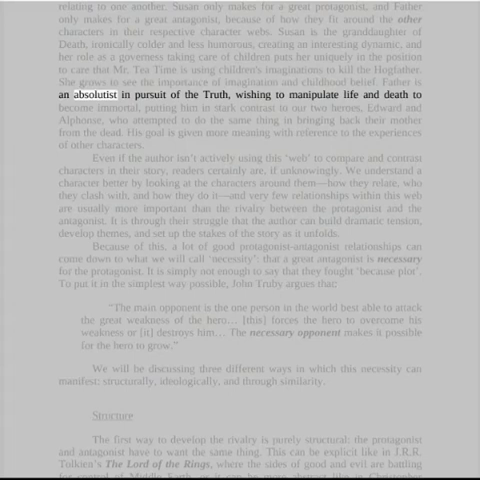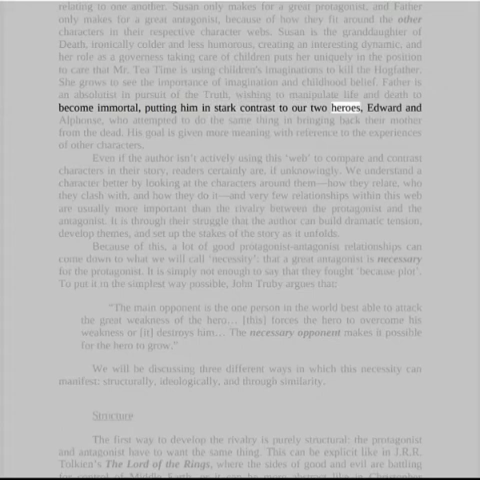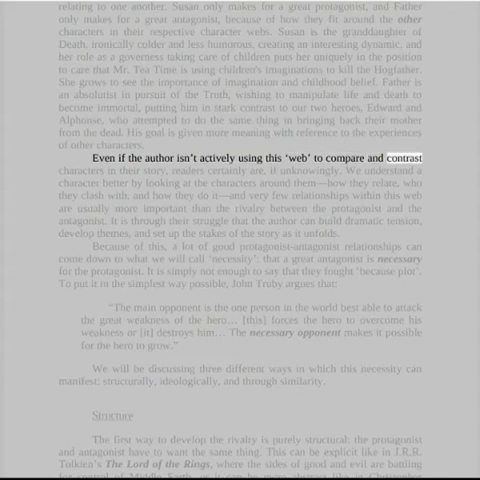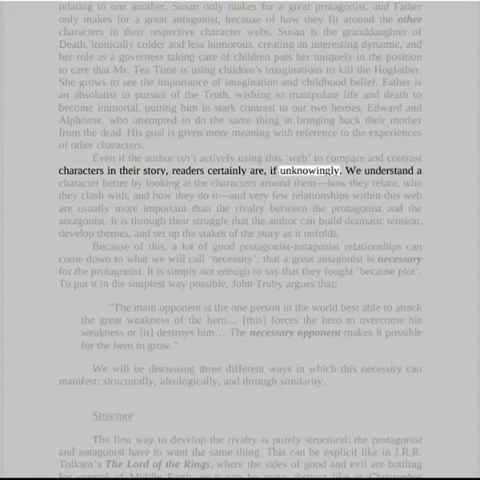Father is an absolutist in pursuit of the truth, wishing to manipulate life and death to become immortal, putting him in stark contrast to our two heroes, Edward and Alphonse, who attempted to do the same thing in bringing back their mother from the dead. His goal is given more meaning with reference to the experiences of other characters, even if the author isn't actively using this web to compare and contrast characters in their story. Readers certainly are, if unknowingly.